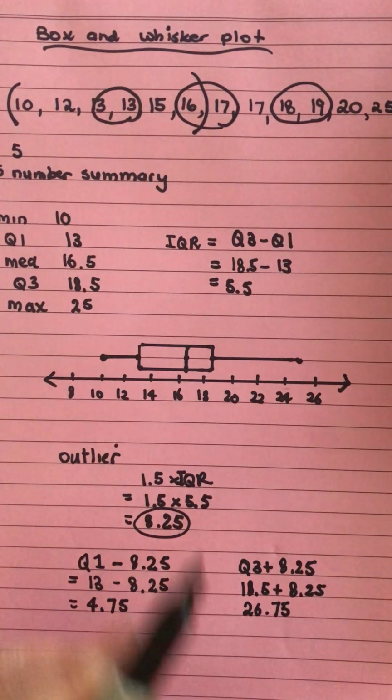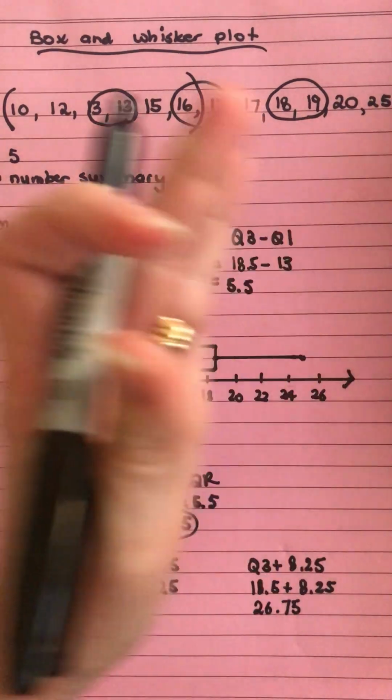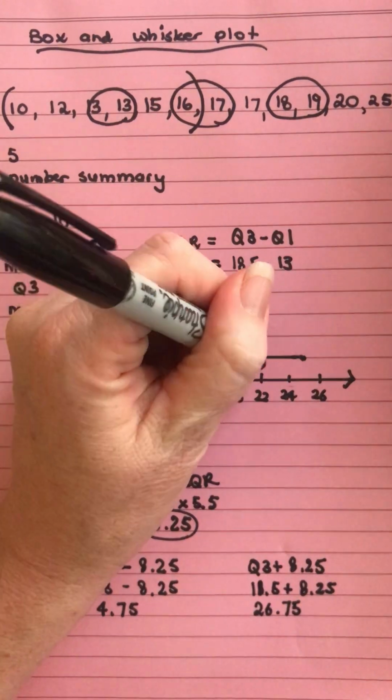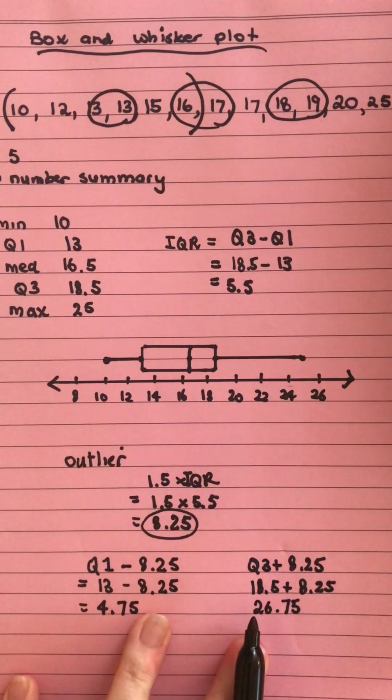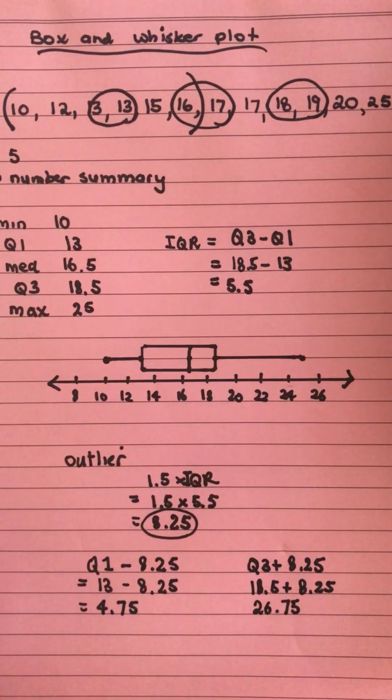If it had been an outlier, I would have put a cross for that and then taken my whisker to the next number down, which would have been 20. In this case, I didn't have any outliers, so my box and whisker plot stays as it is. Hopefully that helps you with how to draw your box and whisker plots.